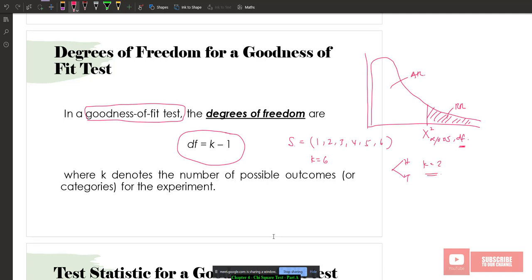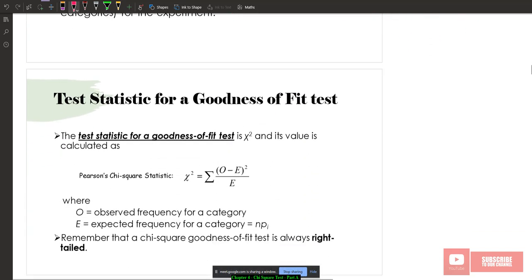But in our case here, we are measuring a multinomial experiment, right? But a multinomial experiment also came from the binomial distribution, the binomial experiment. So either one can be used for our test, right? Right. So hopefully you understand this one, right?